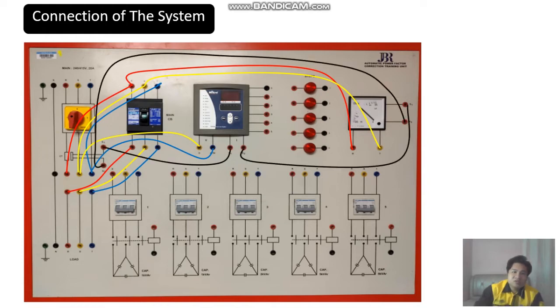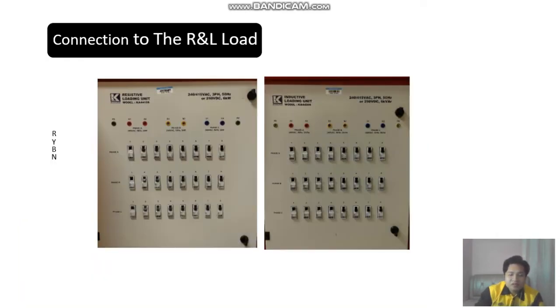Okay, after we've done the connection to the system, then we can proceed to connect to our resistive and inductive load. On the left side is the resistive load and on our right side is our inductive load. The connection is from our system just now: red, yellow, blue, and neutral. So we can proceed to connect red phase to our resistive load and our inductive load, then yellow phase, then blue phase, and then finally our neutral.